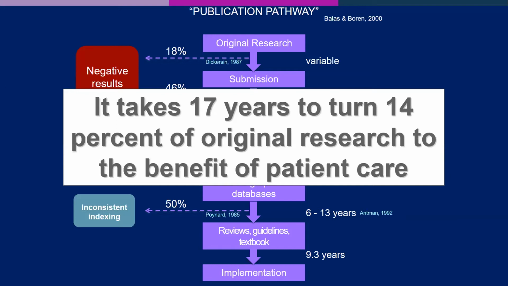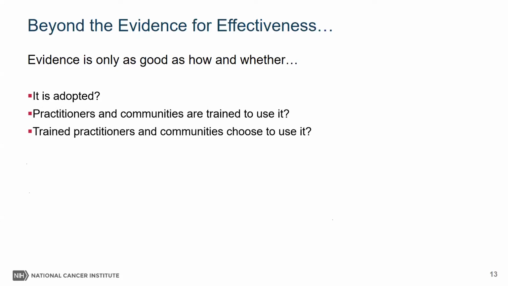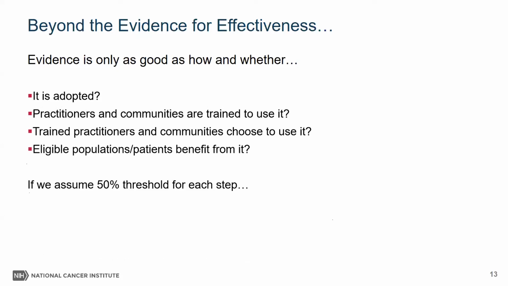So in comes implementation science in the next slide, the rationale for our field. It really does go beyond the evidence for effectiveness. Our evidence is only as good as how and whether it is in fact adopted by different systems within different communities. But not just that, we also have an effort to identify those practitioners who can then be trained to deliver that intervention.